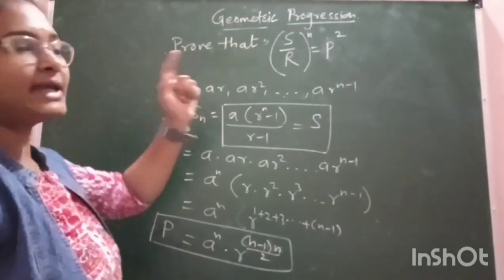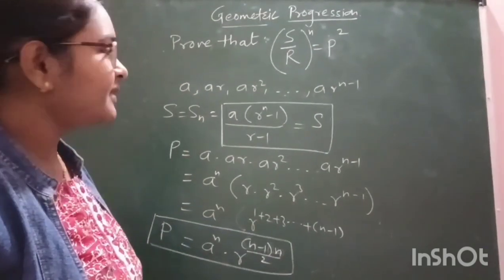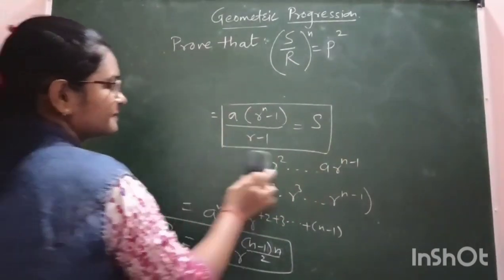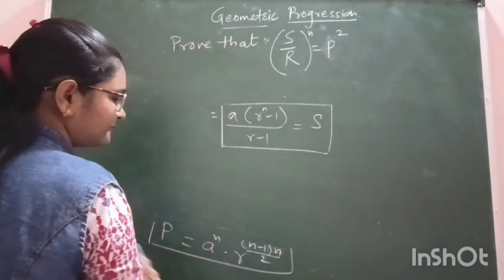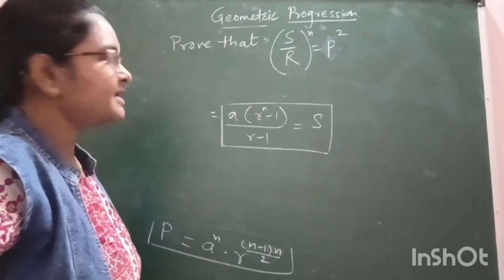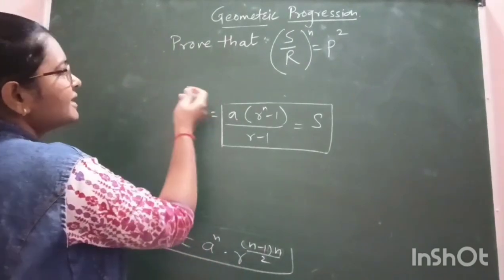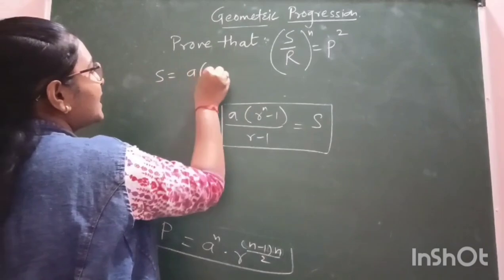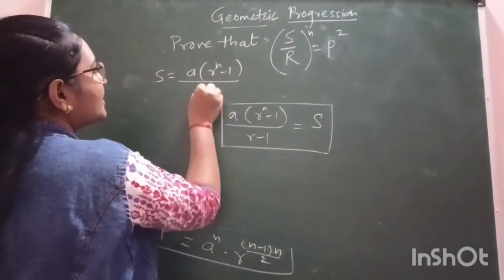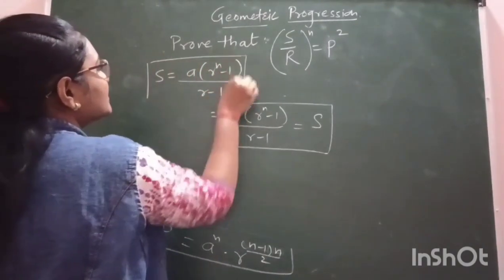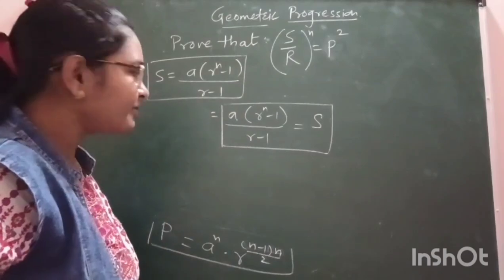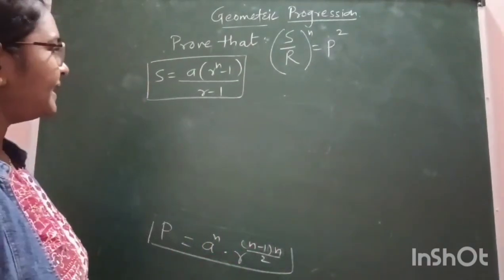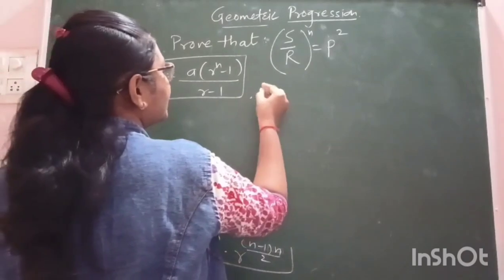Now we have to find capital R. Understood? Now dear students, what is capital R? Here this S we will write this side. What is S? We have a into r raised to n minus 1 upon r minus 1. And what we have? This capital P, here we will write capital P.